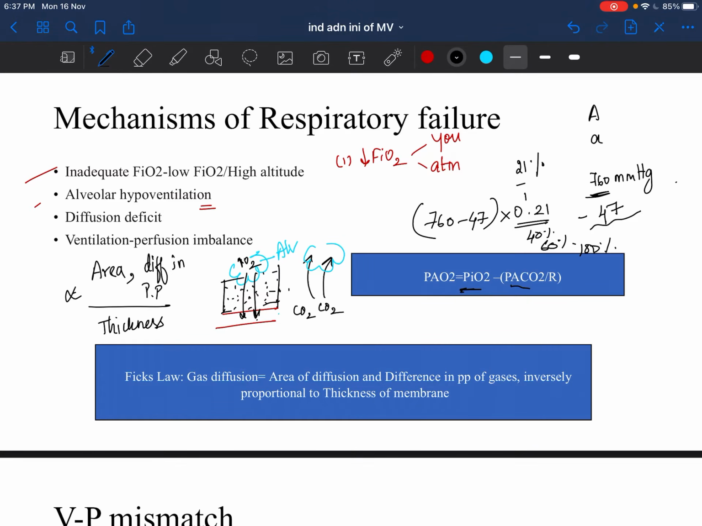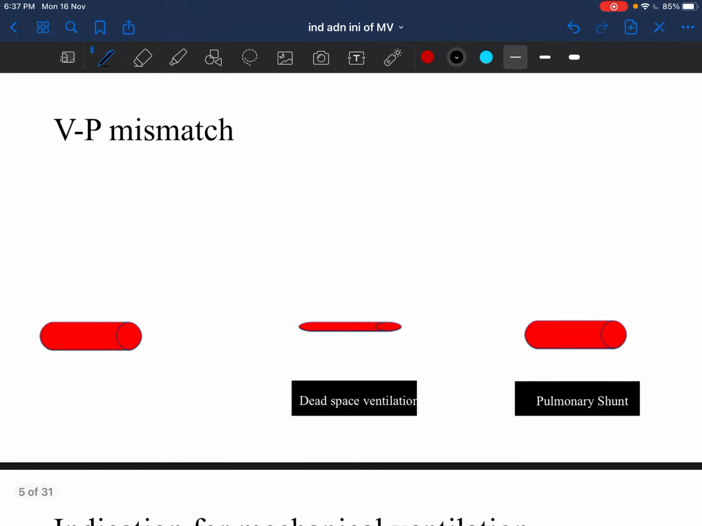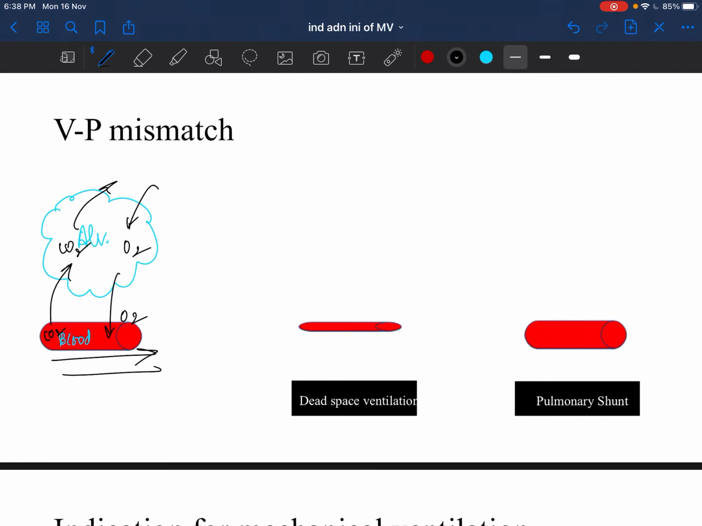Suppose there is no problem in air entering, there is no problem in the alveoli, there is no problem in the capillary membrane, even then you can have something called ventilation perfusion mismatch. So this is a blood vessel, this is the normal alveoli. You have oxygen entering into the blood vessel, and you have carbon dioxide in the blood vessel going out into the alveoli, right? And blood travels in this direction.